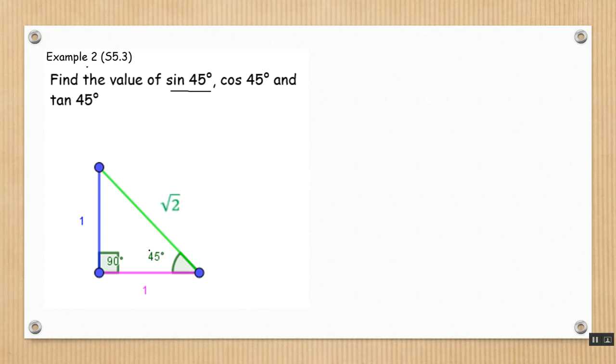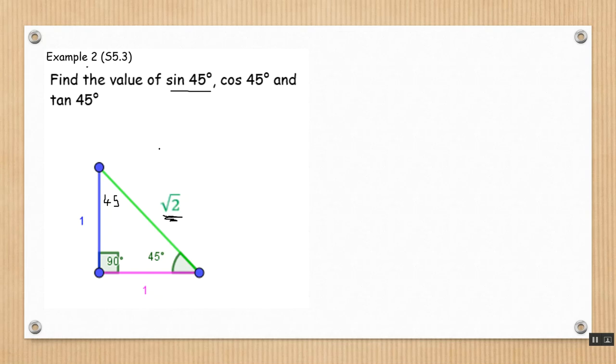If we have 45 degrees in a right angle triangle, this angle up here will be 45 degrees as well, because these three add up to 180. So we actually get an isosceles triangle. So the opposite and adjacent are both 1, and the hypotenuse is the square root of 2. And this is what we call a surd, or an exact value.